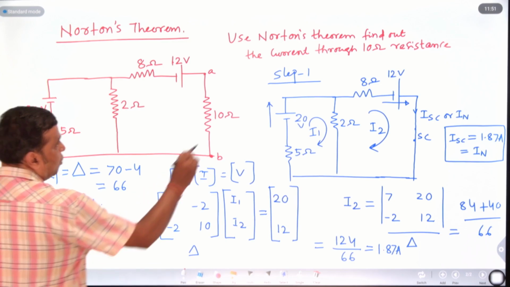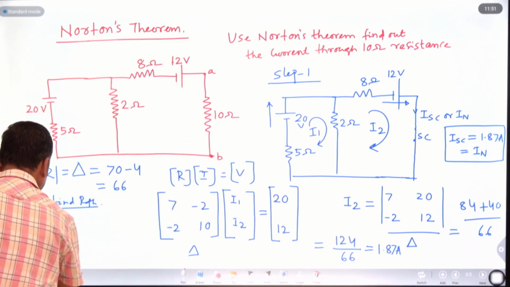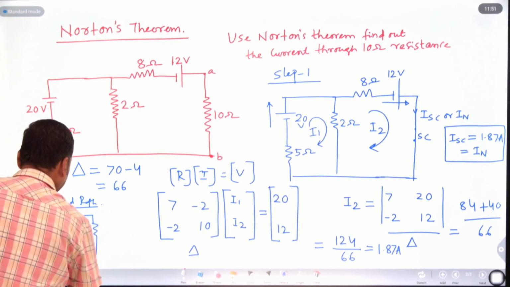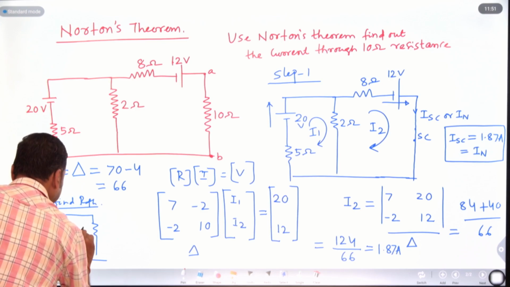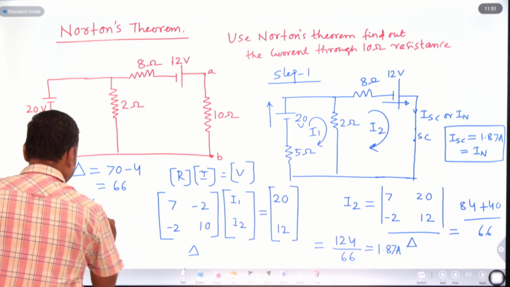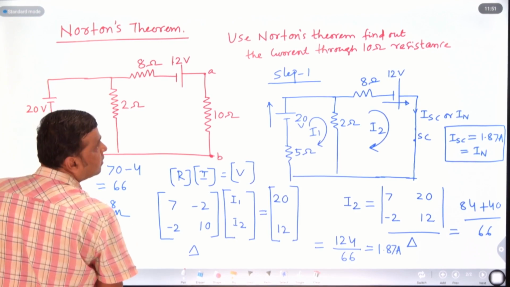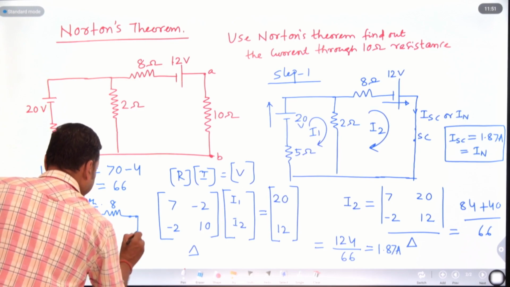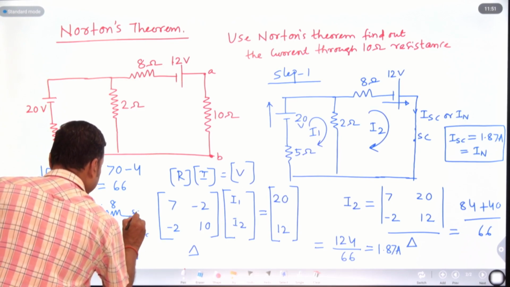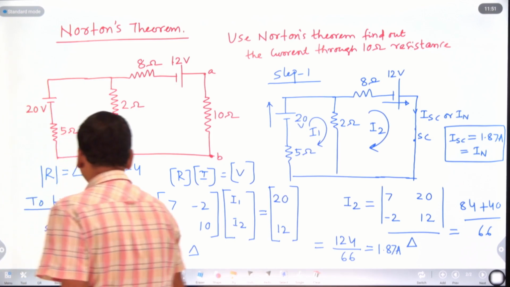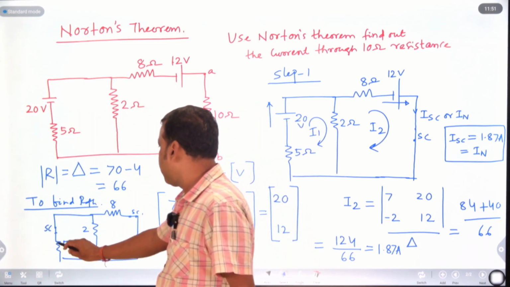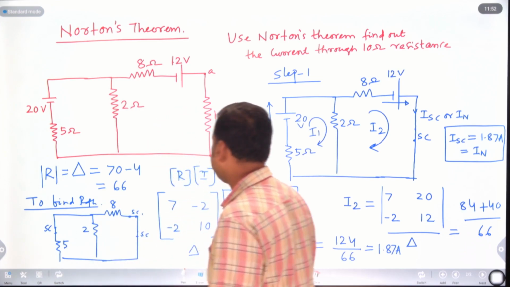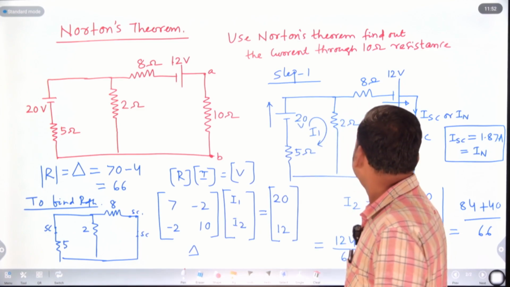the 20 volt source will be short circuited, and this is your 5 ohm, this is your 2, this is your 8, and this 12 volt source would be short circuited here like this. To find RTH, this 5 ohm resistor is parallel with the 2 ohm resistor and parallel with the 8 ohm resistor.